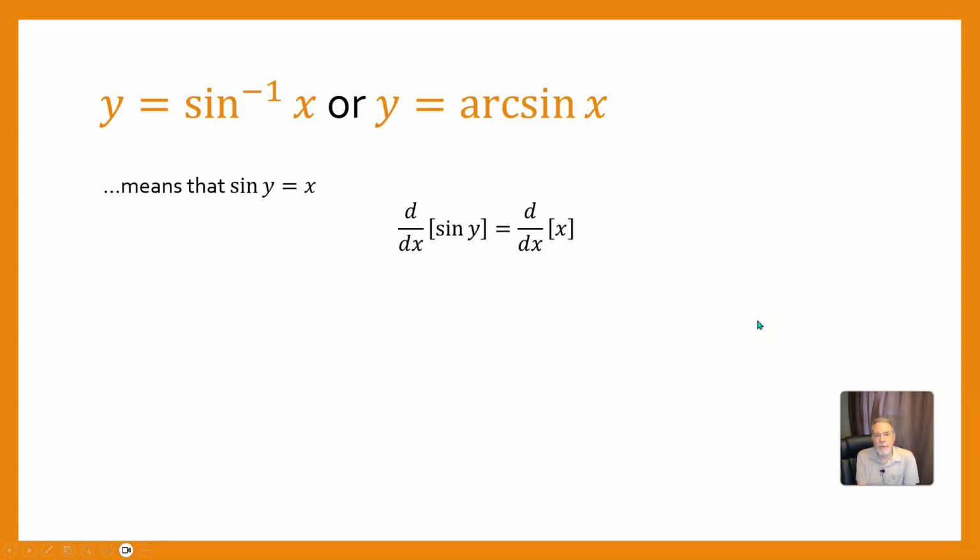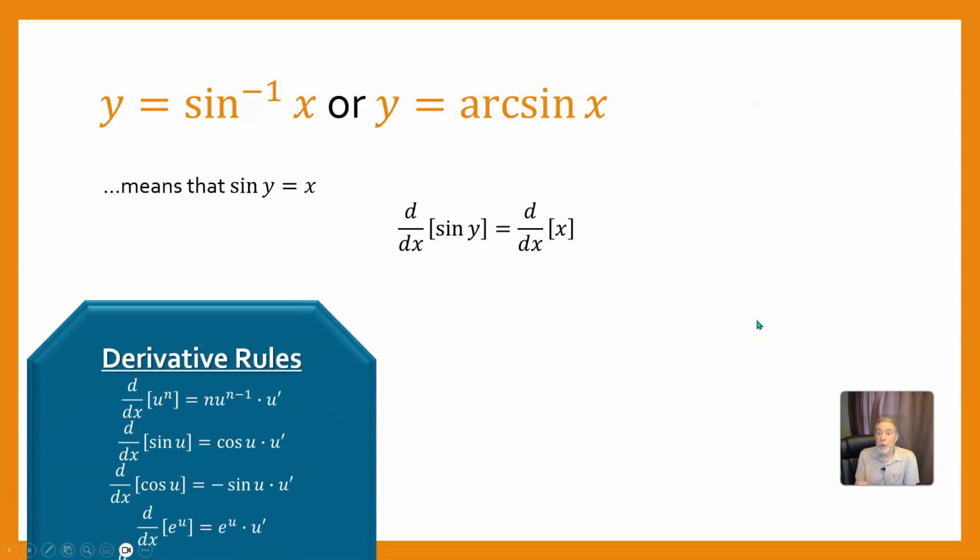Well, what is the derivative of sine of y? Remember, the chain rule is in effect, and since we are differentiating with respect to the independent variable x, the derivative of sine of something is the cosine of that thing times the derivative of that thing. So the derivative of sine of y would be cosine of y times the derivative of y, dy dx. Meanwhile, over here, the derivative of x with respect to x would just be 1. So cosine of y times dy dx equals 1.